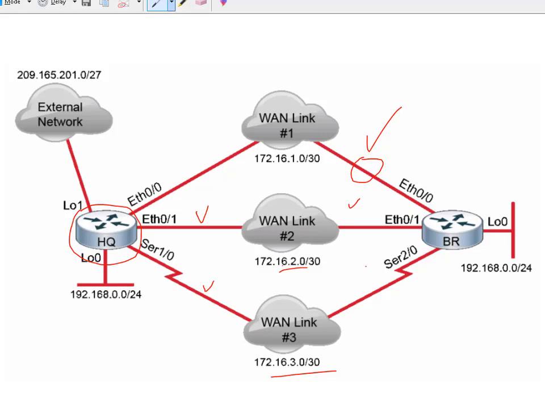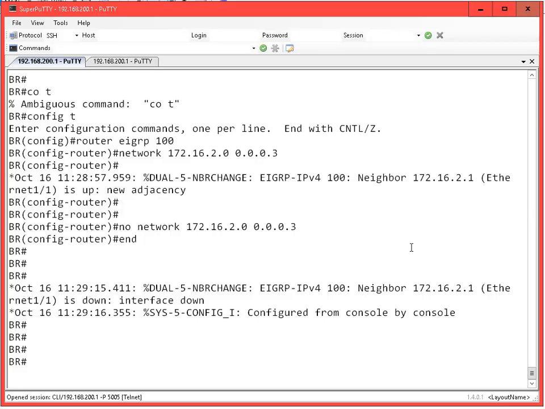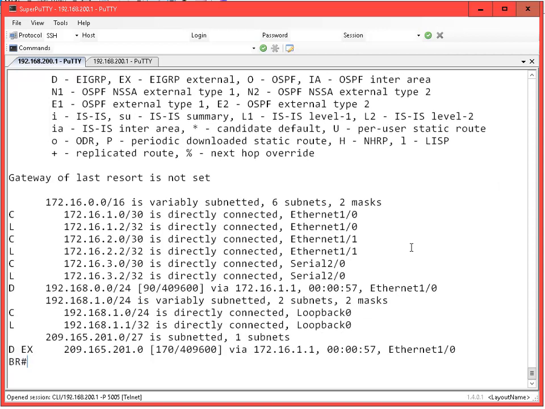Now, if I go into my BR router and do a show IP route, those networks certainly show up because they're directly connected. So we're going to see the 2.0 subnet here, we're going to see the 3.0 subnet here, and even the 1.0 subnet is going to show up as connected. But they are also still part of EIGRP.